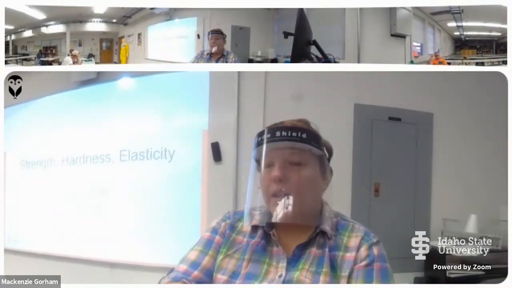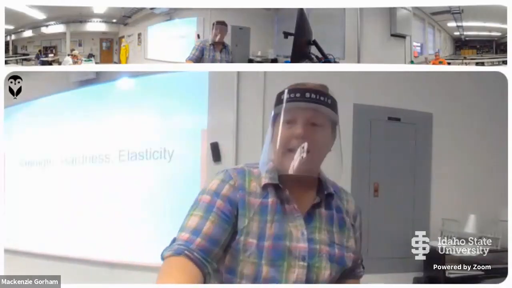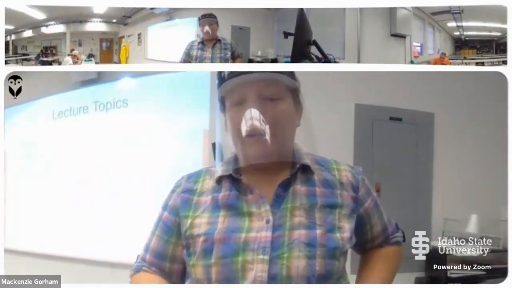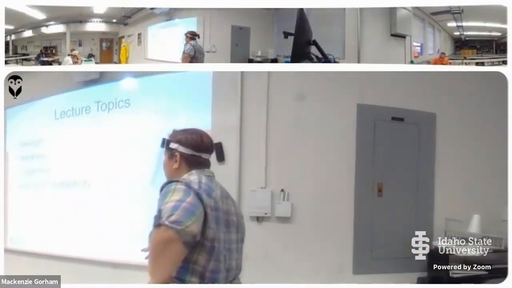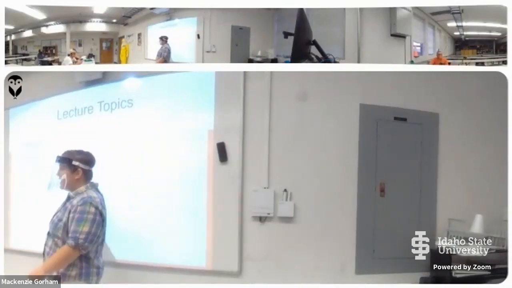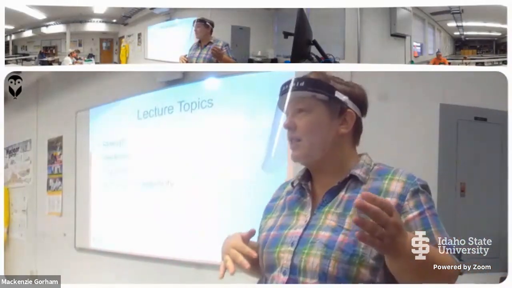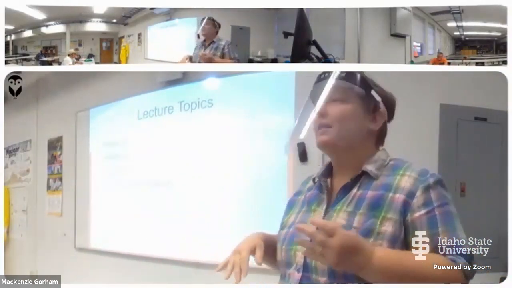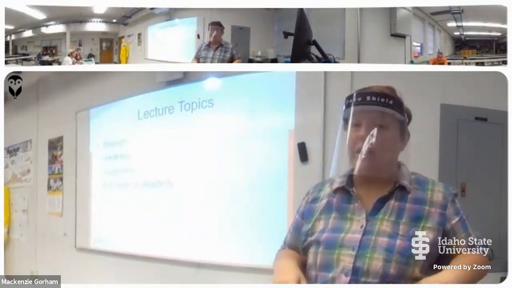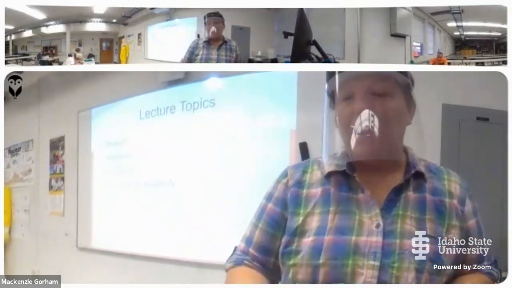Okay. So we're going to talk about strength, hardness, and elasticity in metals. We're going to introduce each one as well as compare hardness to toughness. And then we're going to finish discussing elasticity a little bit. We kind of introduced it with Young's modulus on Wednesday, and we're going to sort of finish out our discussion today.